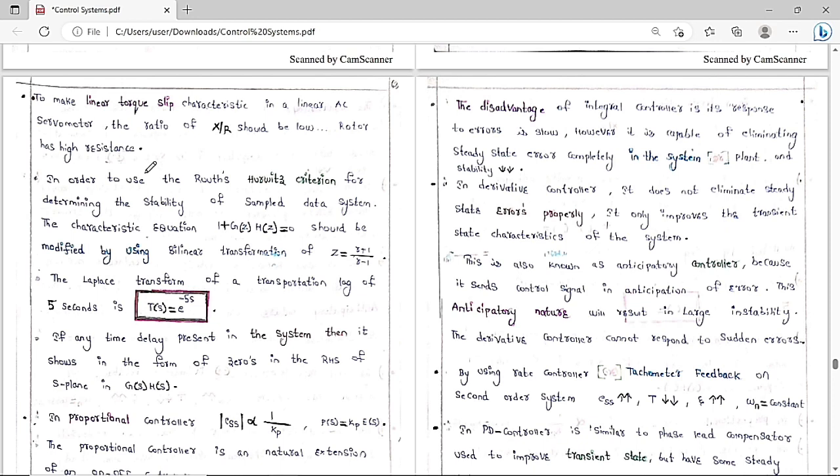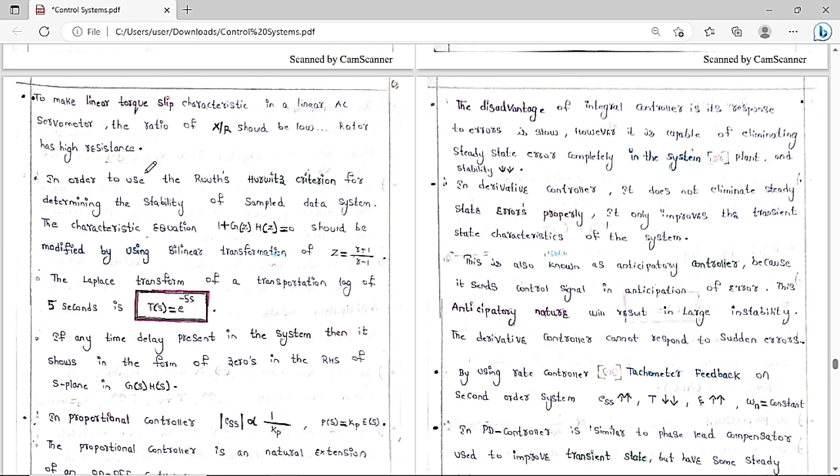So always remember, in order to use the Routh-Hurwitz criteria for determining the stability of the sampled data system or discrete time system, the characteristic equation 1 plus G(z)H(z) equal to 0 should be modified by using the bilinear transformation z equal to (r plus 1) by (r minus 1).